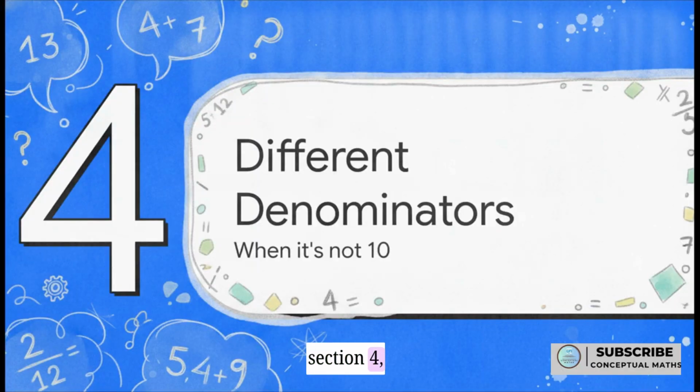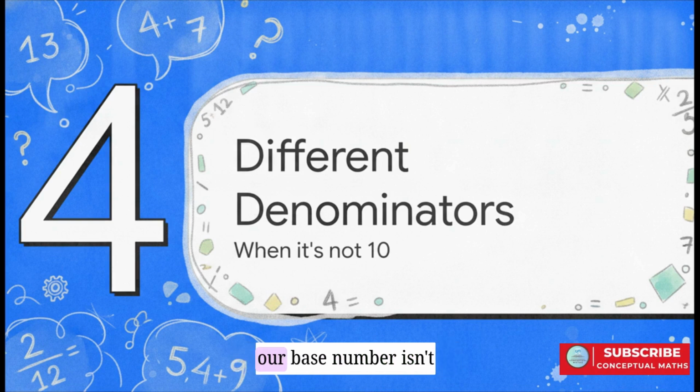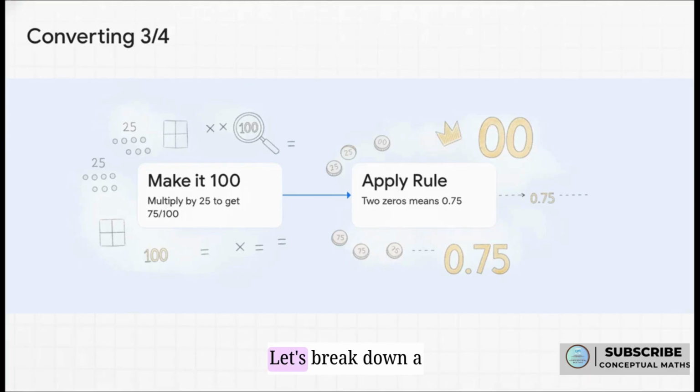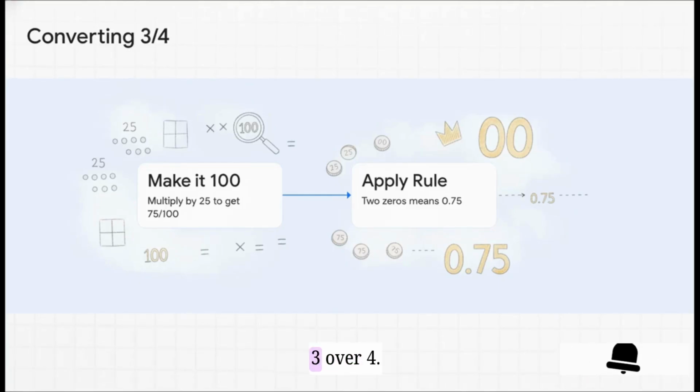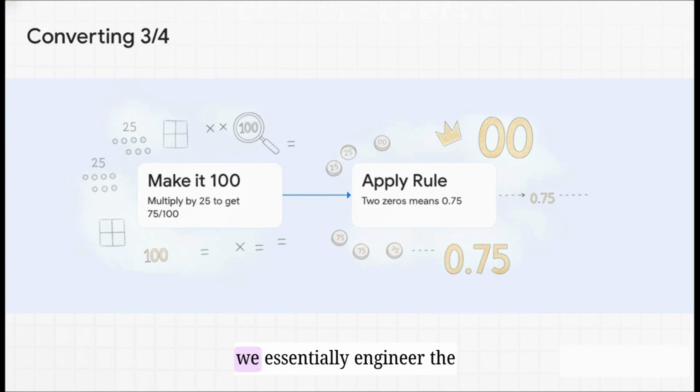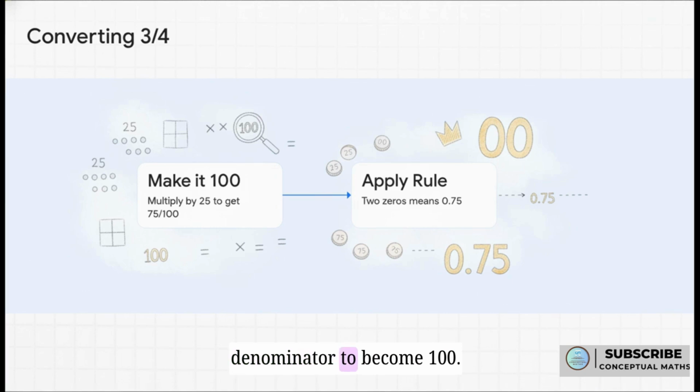Next up, section 4, when the denominator is not 10. So, what exactly happens when our base number isn't a friendly 10, 100, or 1,000? Let's break down a super common fraction, 3 over 4. We'll do this in 2 simple steps. Step 1, we essentially engineer the denominator to become 100.